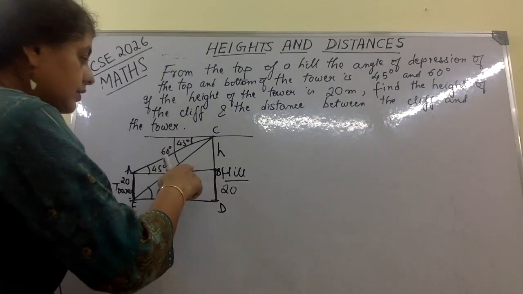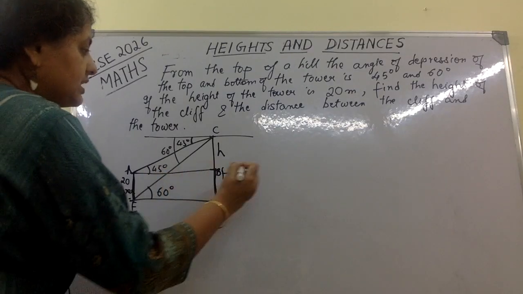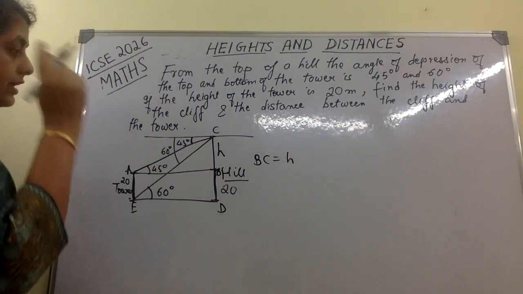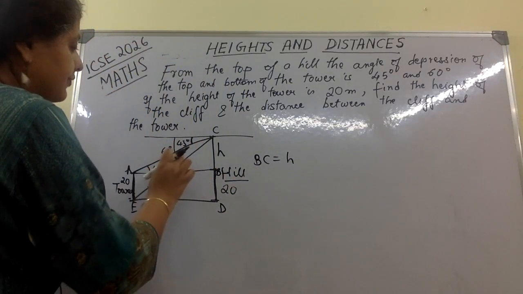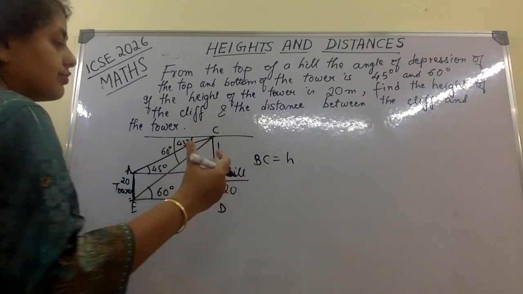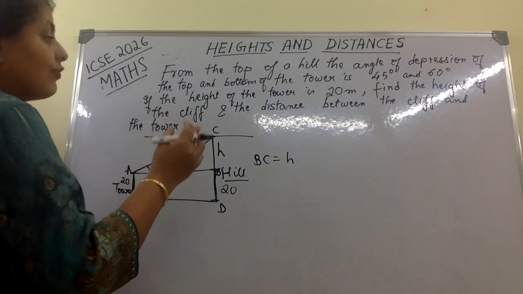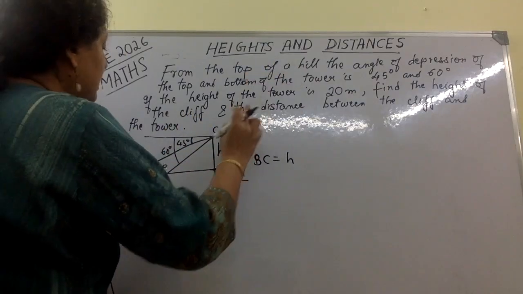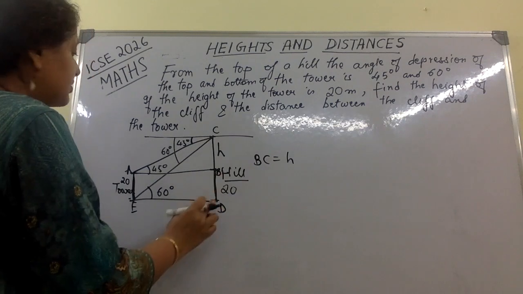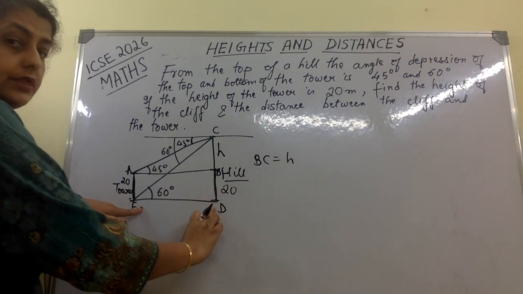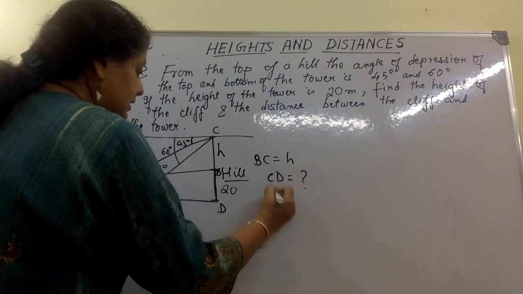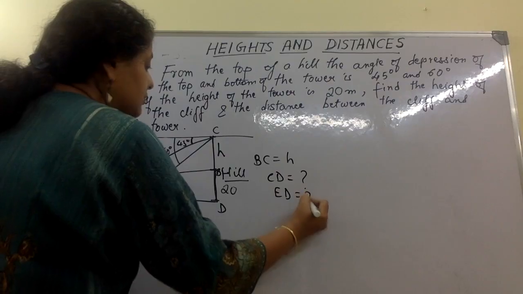Now here BC is equal to H. We already know that this much is 20, this is 20, this is H. Why is it H? Because it's an unknown variable. What are we supposed to find? Find the height of the cliff. This height we are supposed to find, and the distance between the cliff and the tower, ED, we are supposed to find. So what we are supposed to find is CD and ED. These two things we are supposed to find.